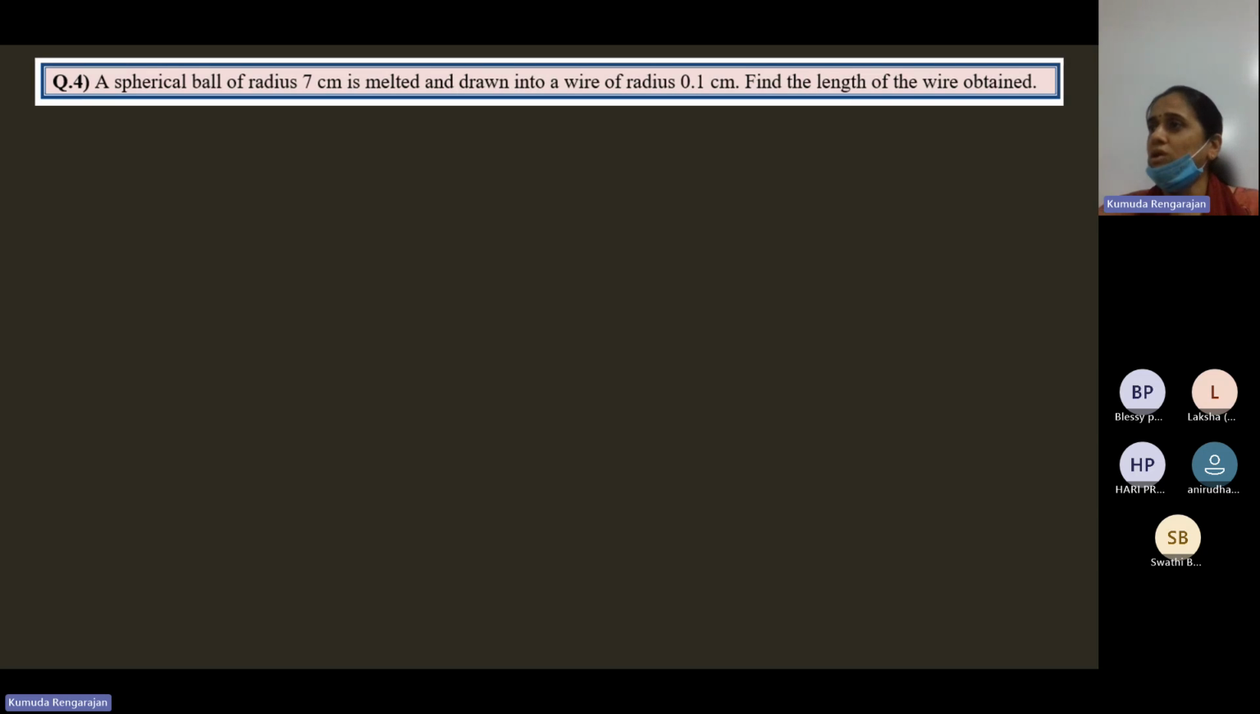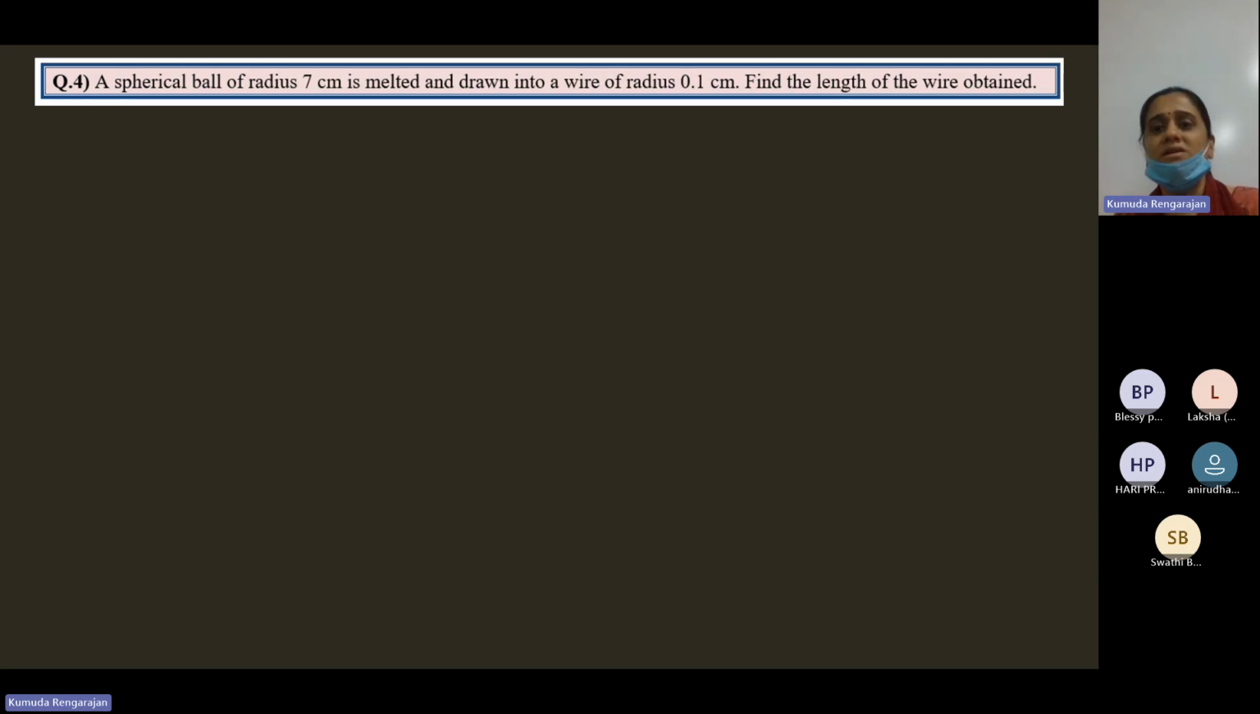So wire is a cylinder, just that it's very flexible. You can even roll and keep the wire. It's a cylinder which you can bend also. So the spherical ball is melted and made into a thin, long wire. So the volumes will be the same. Volume of the sphere is equal to the volume of the cylinder.